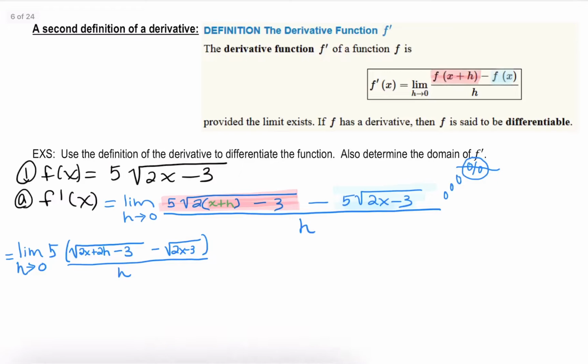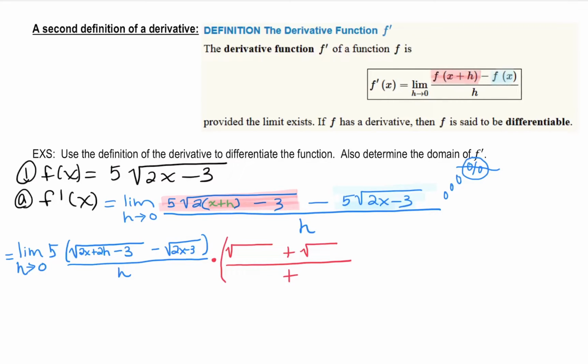All right, so what are we going to do? We're going to multiply by the conjugate. And here I have a binomial with 2 radicals. So remember, the conjugate keeps each of the radicals the same, but multiplying by the conjugate changes the sign in between those 2 terms of the binomial.